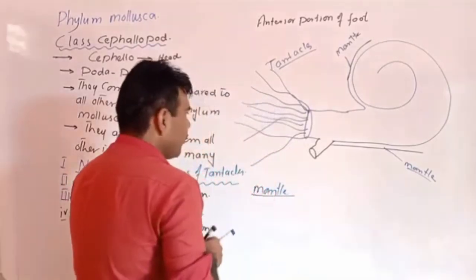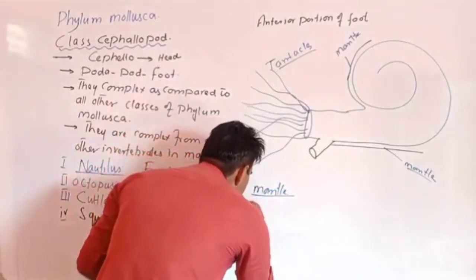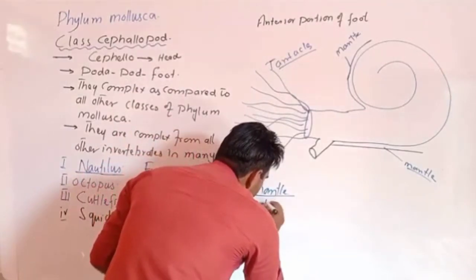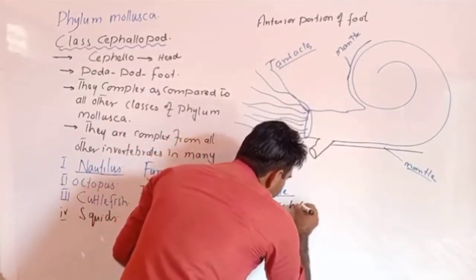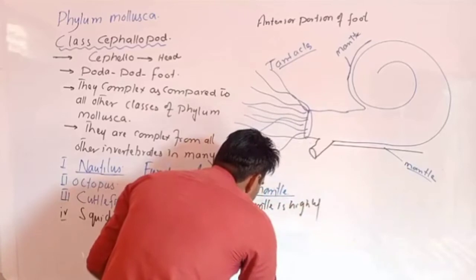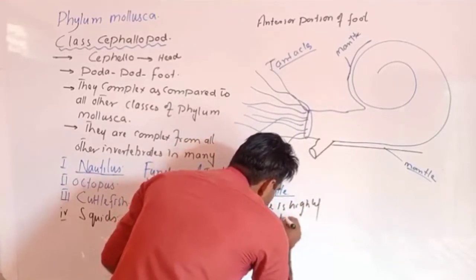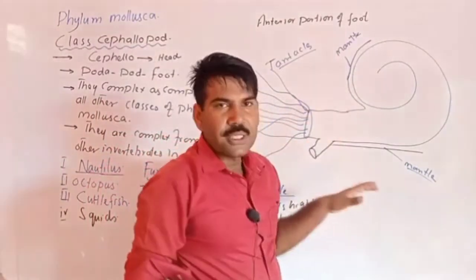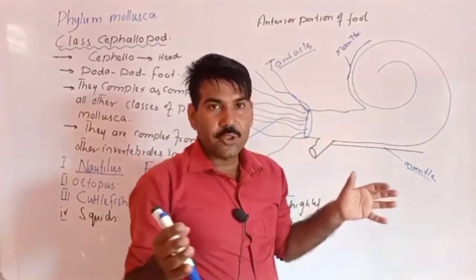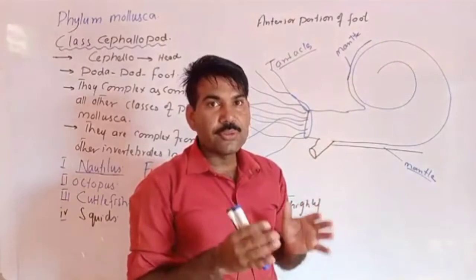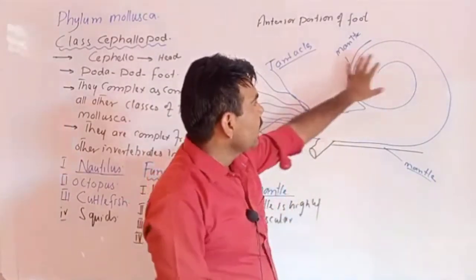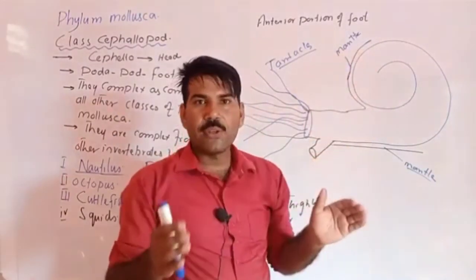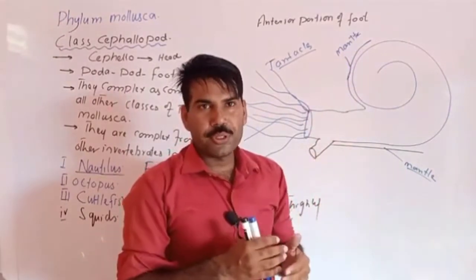So we can write here the mantle of this animal is highly muscular, and due to presence of muscles, these muscles contract and relax and produce the jet propulsion, because this animal moves in the water in jet-like motion.